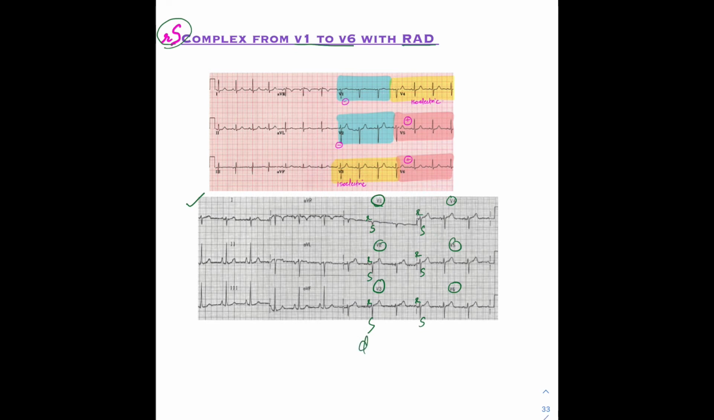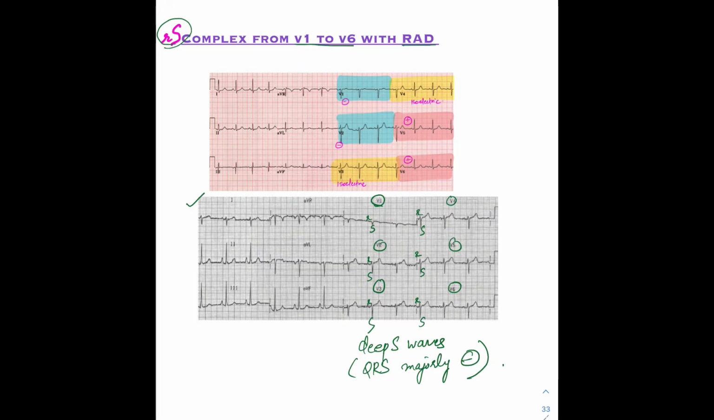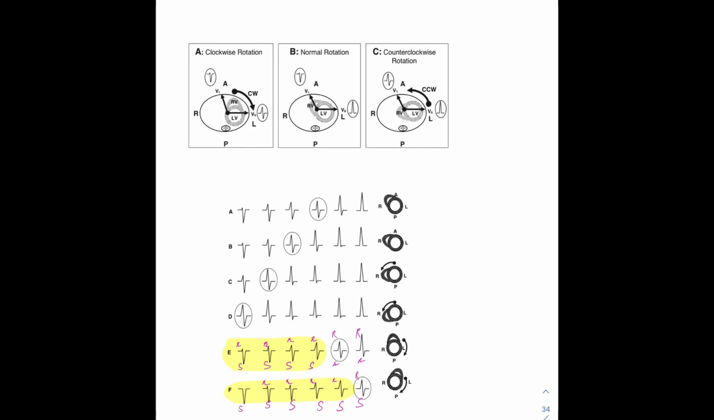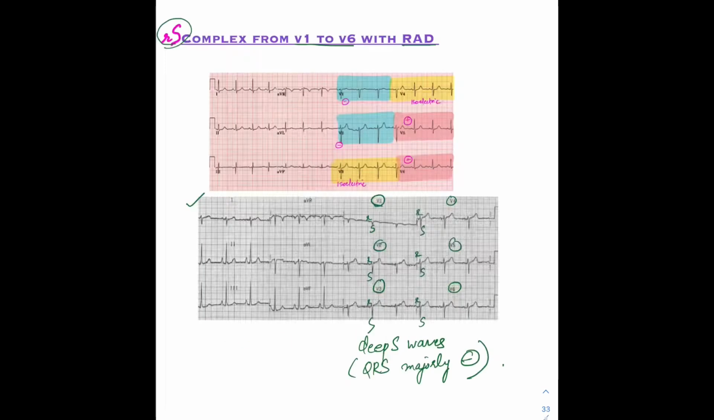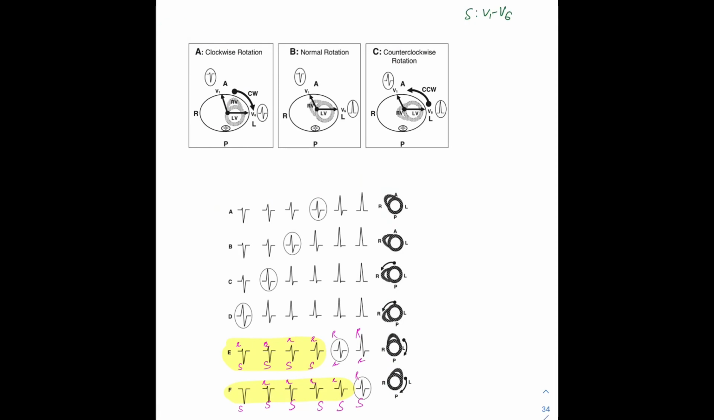Or in an easier way, you can also think that we have deep S waves. Okay, that means the QRS complex are majorly negative. Okay, so what's the reason behind this? To understand the reason behind the deep S waves in the leads V1 to V6, we need to understand the concept of cardiac rotation.